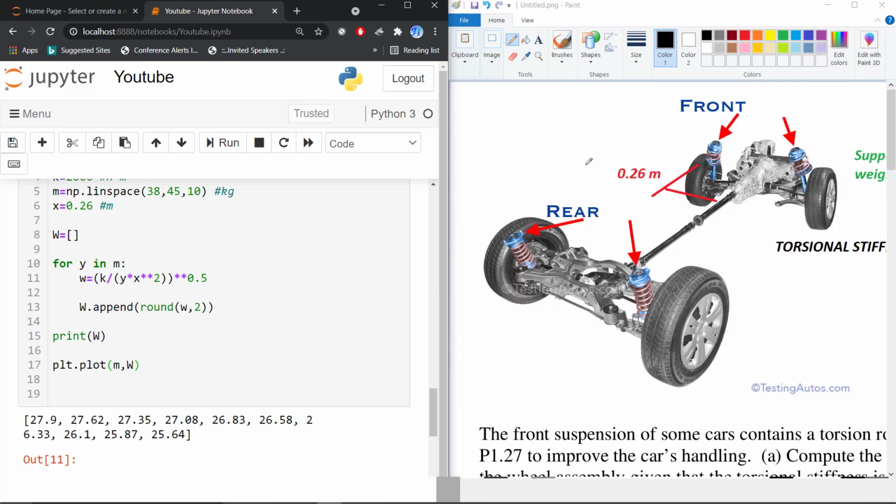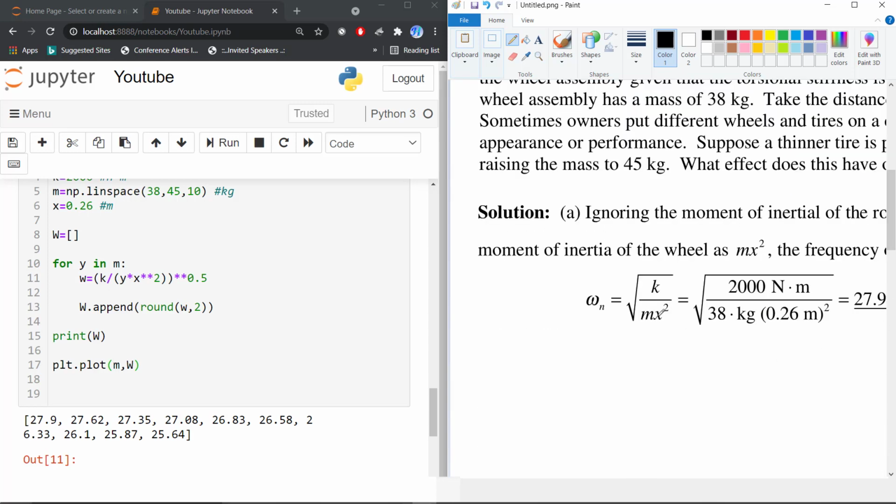But what if you don't want to increase the mass of the vehicle, but you want to reduce your natural frequency? Now we will change this distance. Why? Because x is in the denominator, multiplied with m as mx square. So if you increase this x value, you will get a reduced natural frequency.